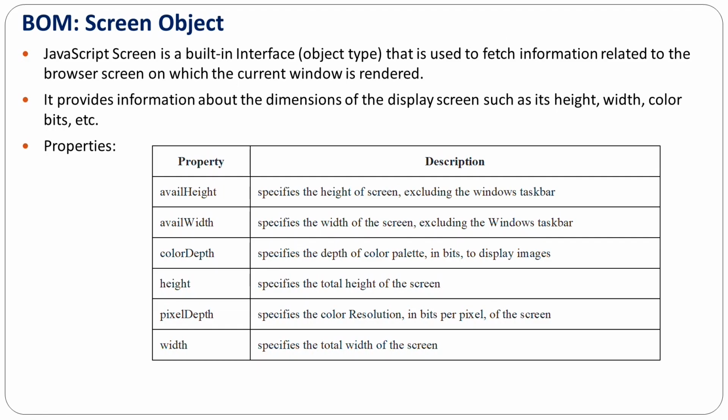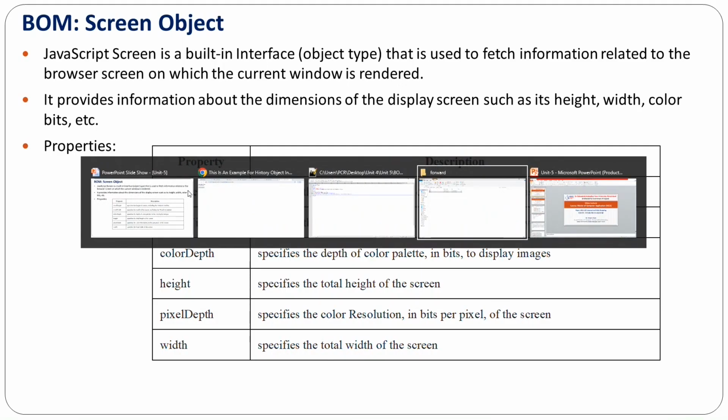Next is the screen object. The JavaScript screen is an inbuilt interface that is used to fetch information related to the browser screen on which the current window is rendered. That means for whatever window we are working on right now, we want to fetch the information regarding that window, its size, everything. We can use the screen object, and it has properties like available height, width, height, pixel depth and width. Let's go through the example.